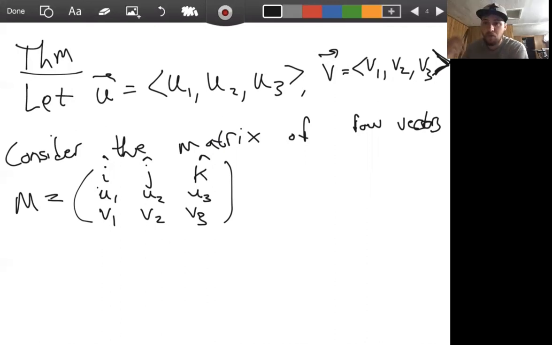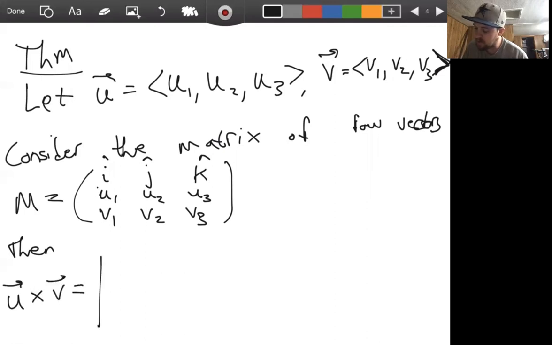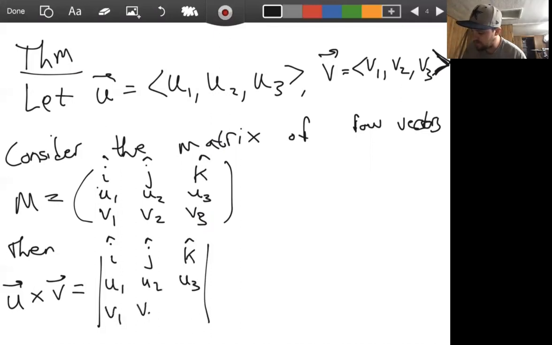The vector 1, 1, 1, the vector U, and then the vector V. If we look at this matrix, then U cross V is the determinant of M. So U cross V is the determinant of I hat, J hat, K hat, U1, U2, U3, V1, V2, V3. And if we compute this, what do we get?